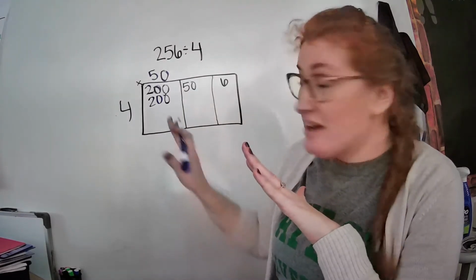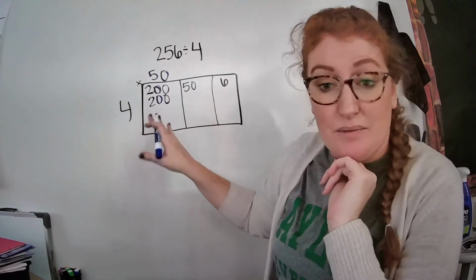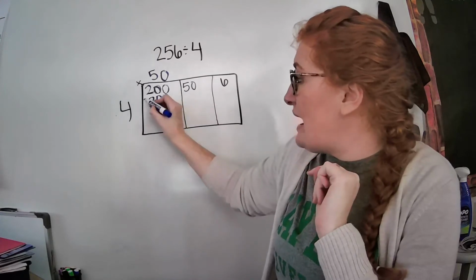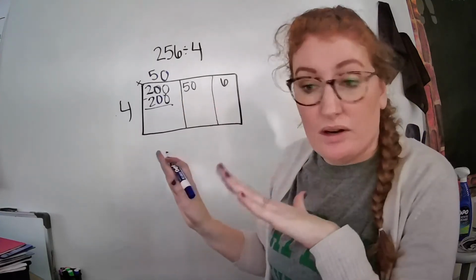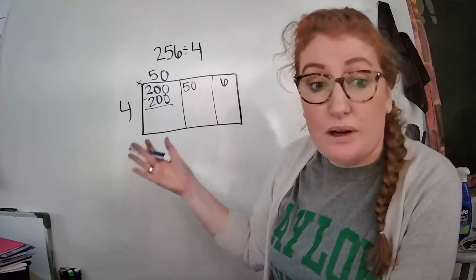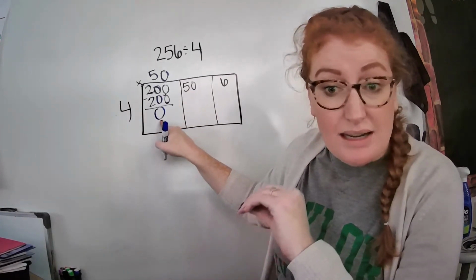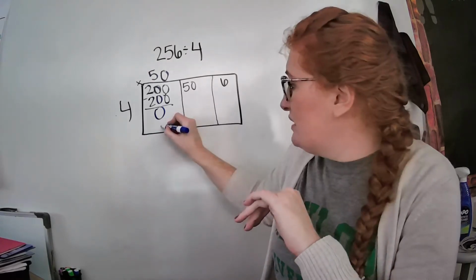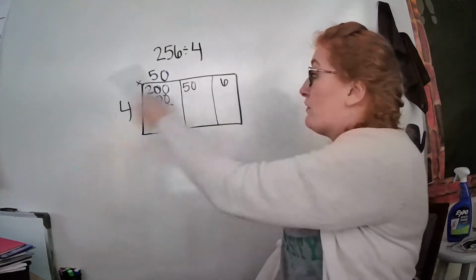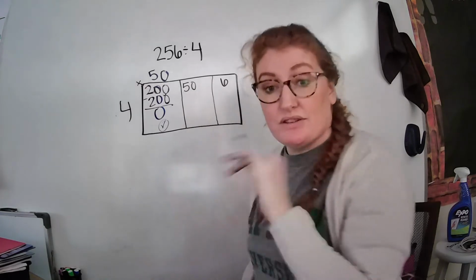Then, I'm not just going to leave this here. I have to do something with it. I have to subtract. This is me checking my work. 200 minus 200, we know, is 0. It takes it all away. So now that I've got something here, a 0, that means I can move on. So I'm done with this box. And I'm going to move over to this box where there's a 50.